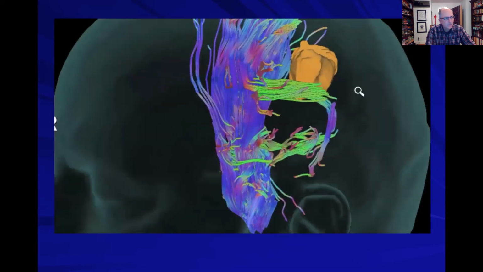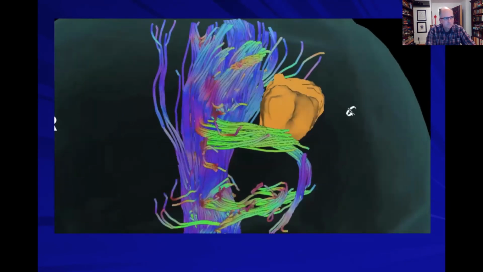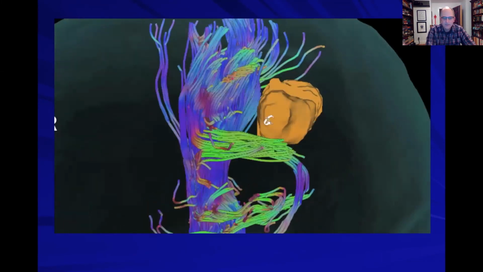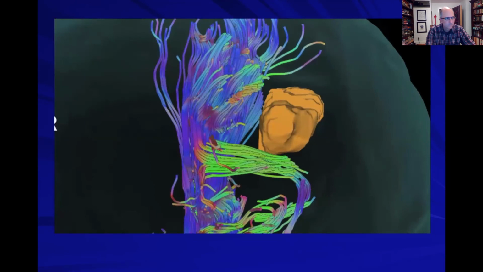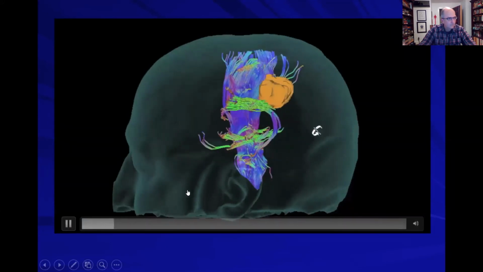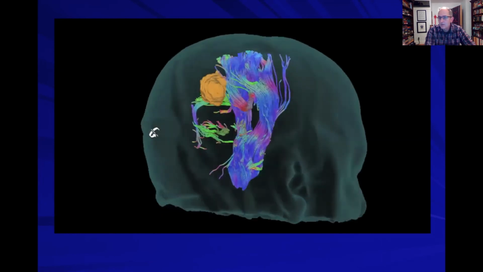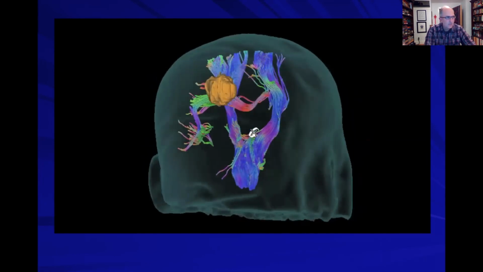So the green, look, it's in the left hemisphere. It's kind of cupping, or where you might think about the sylvian fissure. So the green represents the arcuate fasciculus. So based on that, you know that the lesion is resectable.